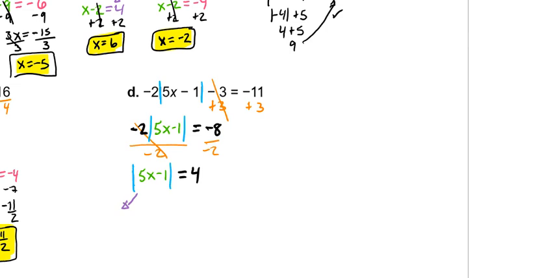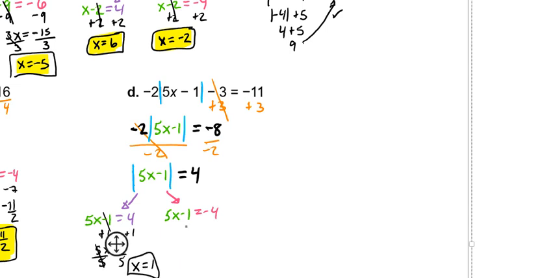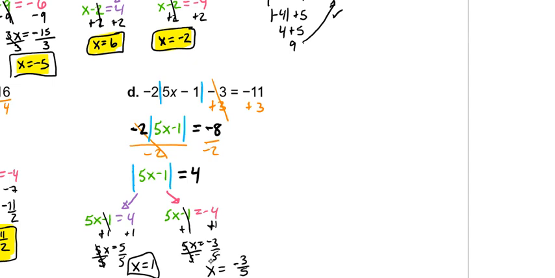So we split it into two smaller problems. 5x minus 1 equals 4, and 5x minus 1 equals negative 4. And then we're going to solve for x. So add 1 to both sides, divide by 5. So here we have x equals 1. Then we're going to add 1 to both sides, divide by 5. We're going to get a fraction here, and that's okay. And now we just need to check those and see if they're right.